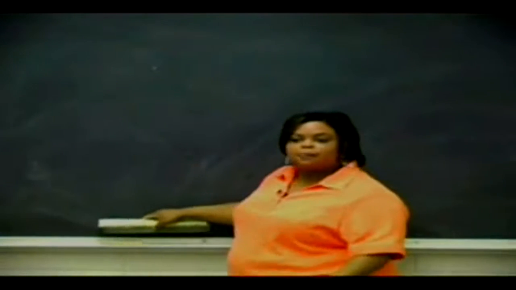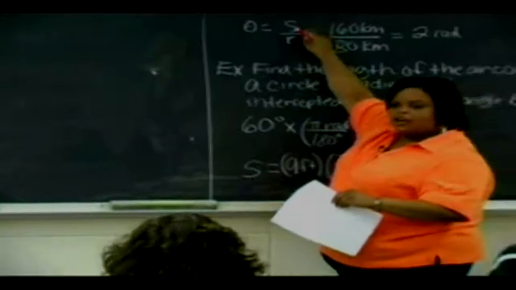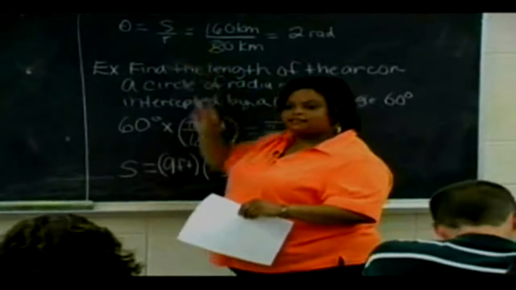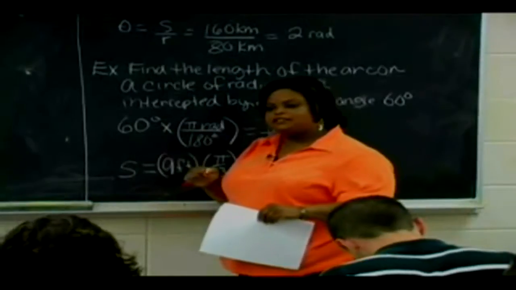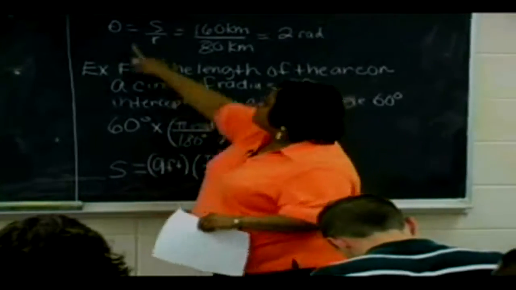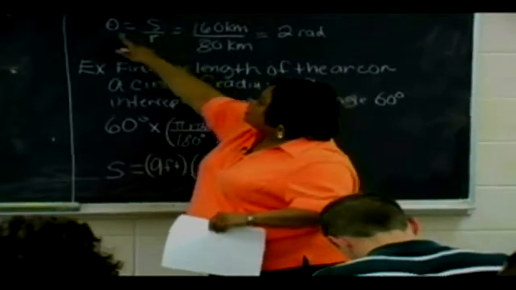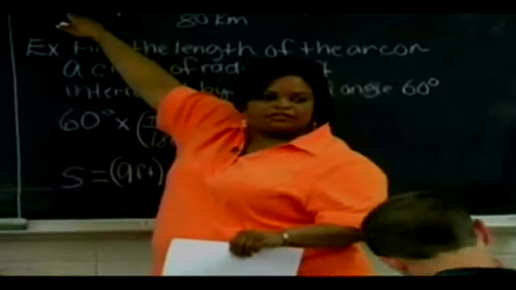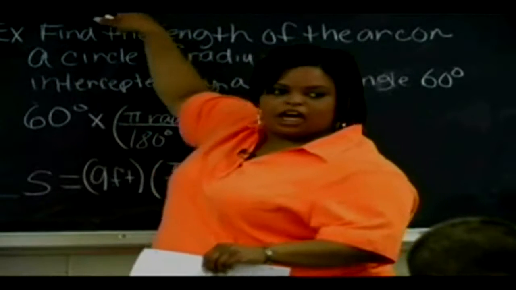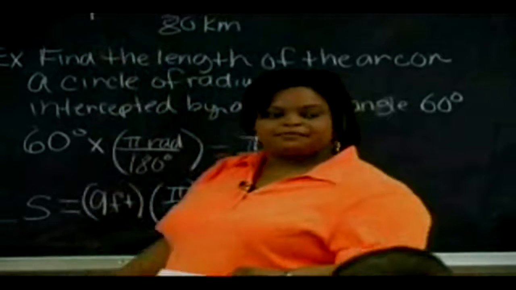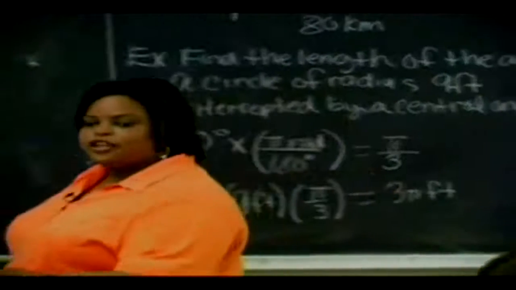Question? Okay, yes. S stands for arc length. R is the radius. Is that what you wanted? Does that answer the question? Okay, so in the formula, theta equals S over R, theta is our angle measured in radians. S represents arc length, and R represents radius. Okay? Are there other questions?